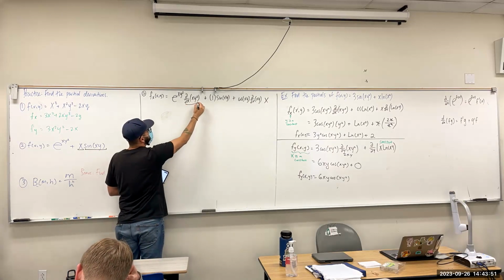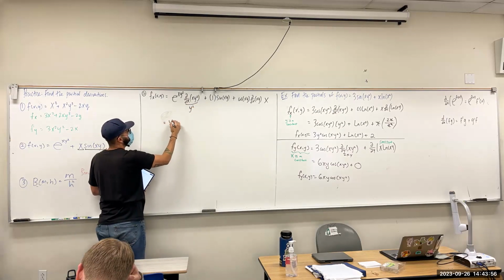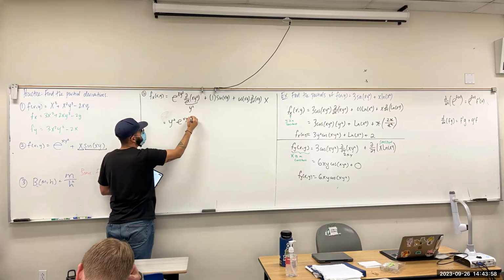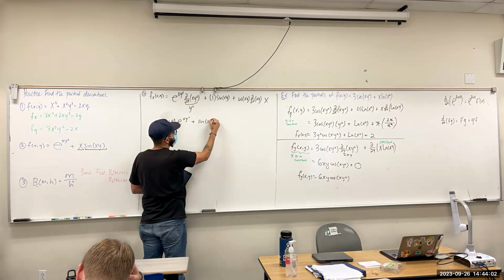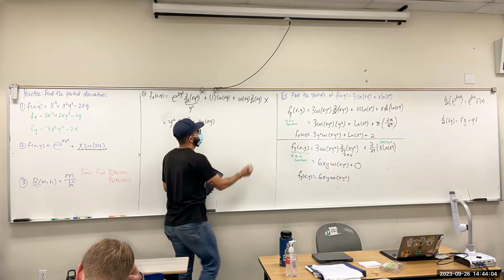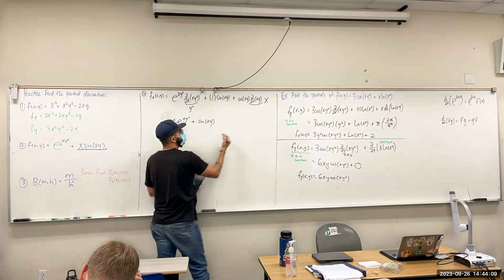What is that? It's just a constant y squared. So I'm going to get y squared e to the xy squared. And then for this guy, we just get sine of xy. What's the derivative of this with respect to x? It's just y.